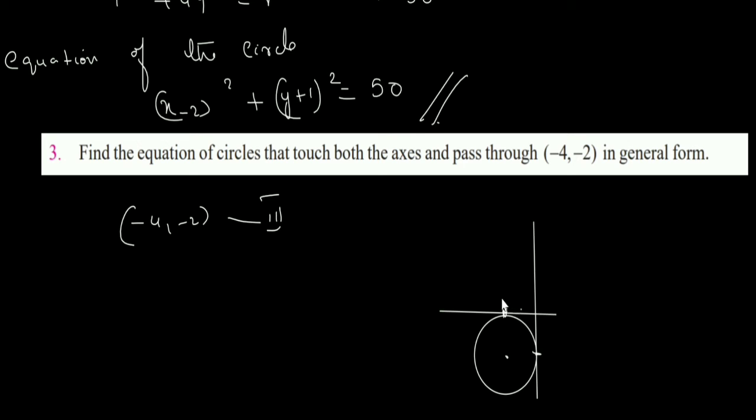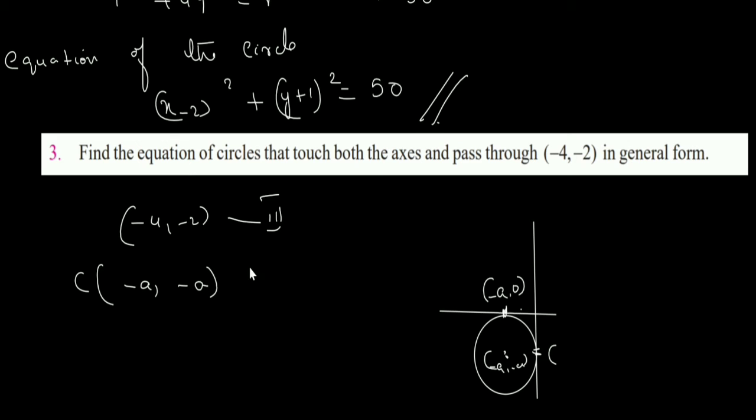So let us take this point as minus a comma 0, because it is on the x-axis left side. And this point, we take it as 0 comma minus a. This point is on the y-axis and it is in the negative side. So center will be, x-axis is minus a, y-axis is minus a. So center of the circle is at minus a, minus a.